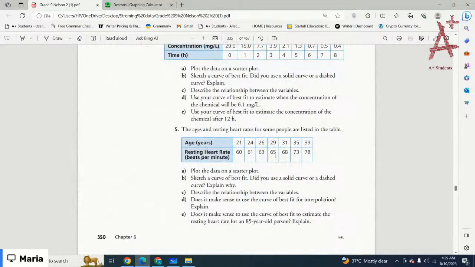Does it make sense to use the curve of best fit for interpolation? Explain. It is appropriate for interpolation as the points follow the curve and it makes sense to talk about the points that were not given, right? Okay, does it make sense to use the curve of best fit to estimate the resting heart rate for an 85 year old person? Explain. No, the correct option is no.